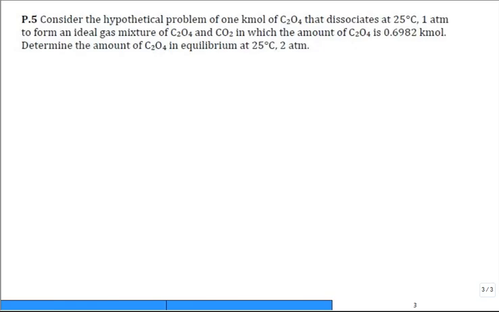Consider the hypothetical problem of 1 kilomole of CO2 that dissociates at 25 degrees C and 1 atm to form an ideal gas mixture of C2O4 and CO2, in which the amount of C2O4 is given to be so many kilomoles. Determine the amount of C2O4 in equilibrium when you change the pressure from 1 to 2 atm and leave the temperature at 25 degrees C.